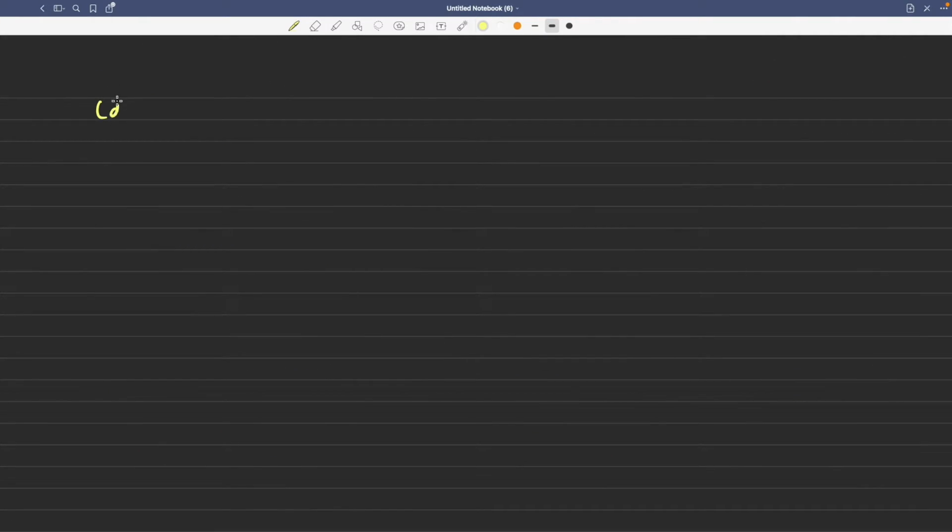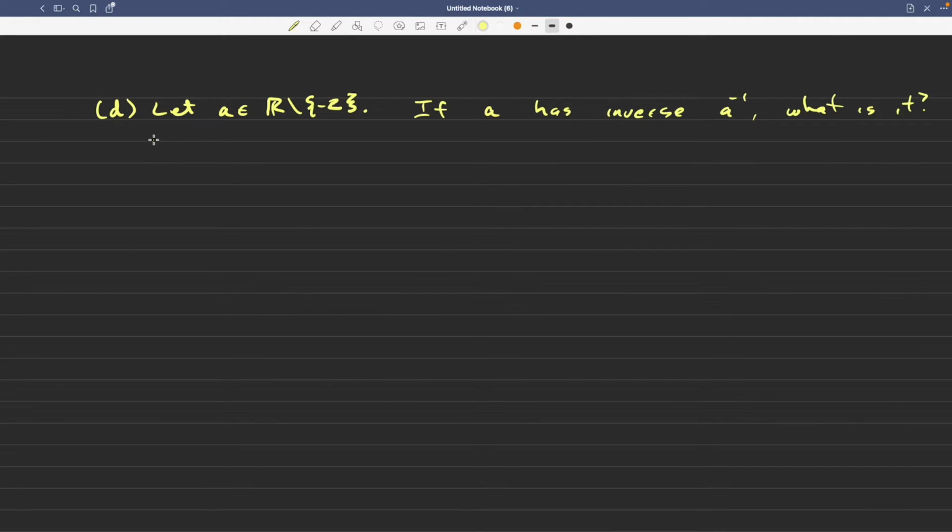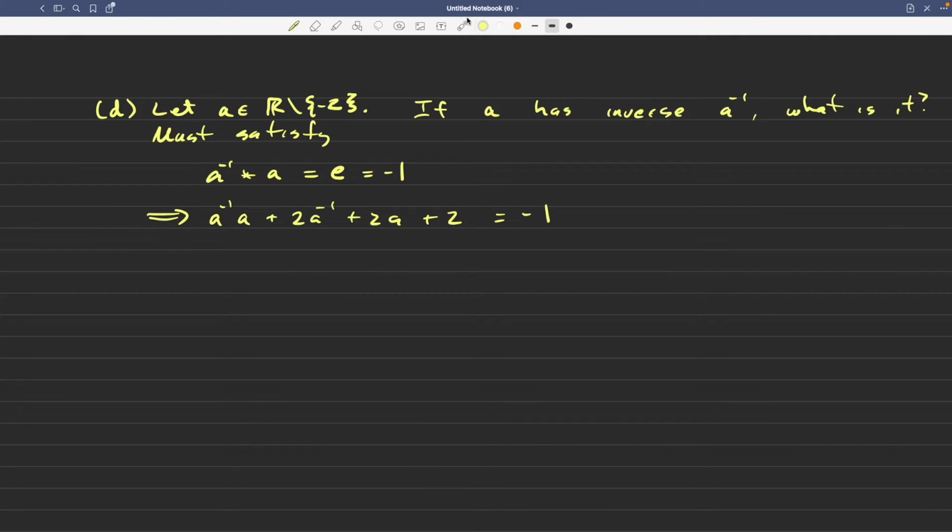Lastly, we'll do part D here to figure out which elements have inverses. Let's just let A be an arbitrary element in R minus negative 2. We're just going to try to algebraically figure out, if A has an inverse, what would it be? Well, it must satisfy A inverse star A would need to be the identity, which we just figured out is negative 1. So if I apply the definition of the operation, this would be A inverse A plus 2 times A inverse plus 2 times A plus 2 needs to equal negative 1 from this equation right here. Now let's try to solve for A inverse.